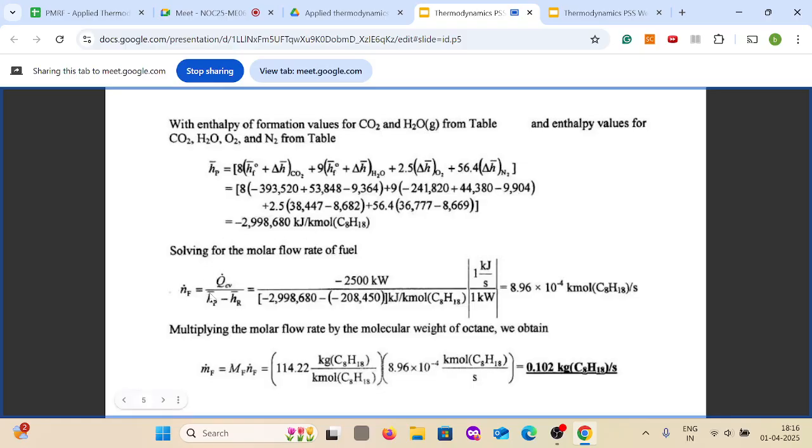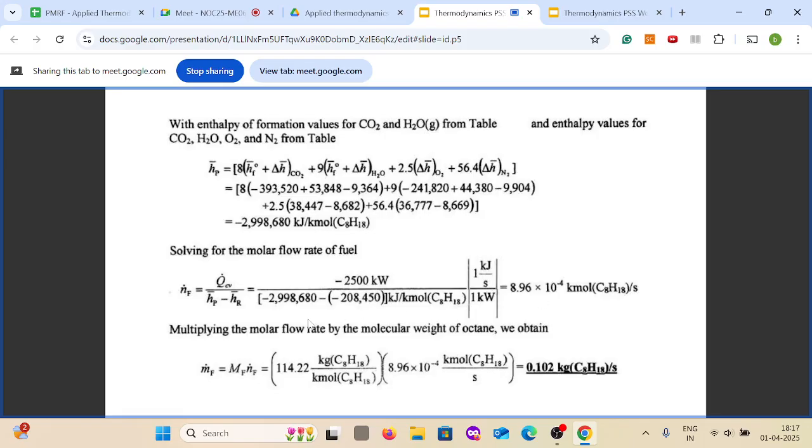And since we know the heat transfer from the control volume equals the number of moles of fuel into enthalpy of product minus enthalpy of reactant, QCV is given as minus 2500 kilowatts. Dividing by the enthalpy difference for product and reactant, we get 8.96 into 10 power minus 4 kilomoles of octane per second. So that is the flow rate.